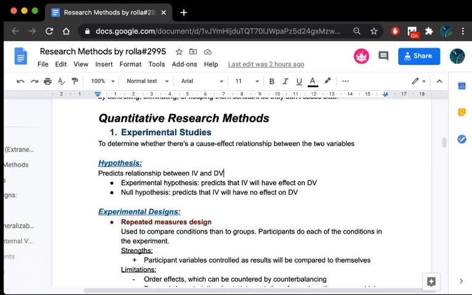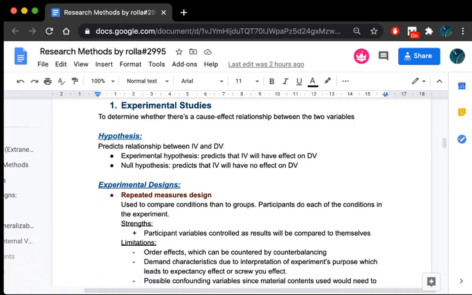So there are two hypotheses, which are the experimental hypothesis and the null hypothesis. The experimental hypothesis is sometimes called the alternative hypothesis, and it's the one that predicts that the IV will have an effect on the DV, while the null hypothesis predicts that the IV will have no effect on the DV.